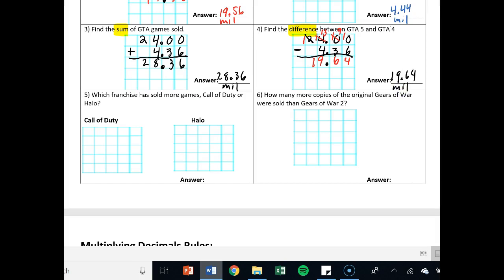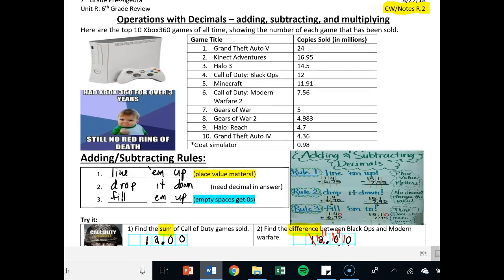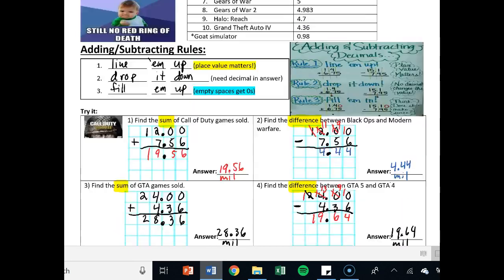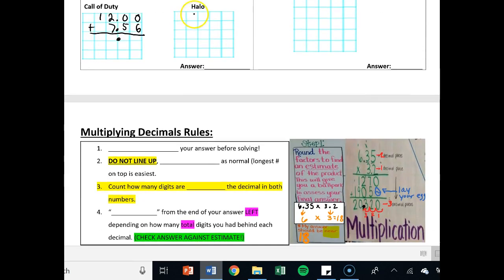All right, last two. It says, which franchise sold more games, Call of Duty or Halo? So if we look at the Call of Duty numbers up at the top, Call of Duty was 12 million plus 7.56 million. And then Halo, if you take a look at your numbers up here, we've got Halo 3, 14.5, and Halo Reach, 4.7. So line those up. 14.5 plus 4.7. And notice how I have this extra space there. No big deal. If you wanted to fill them in zeros, you could, but you don't have to. So do that addition and then tell me the answer, which one sold more.